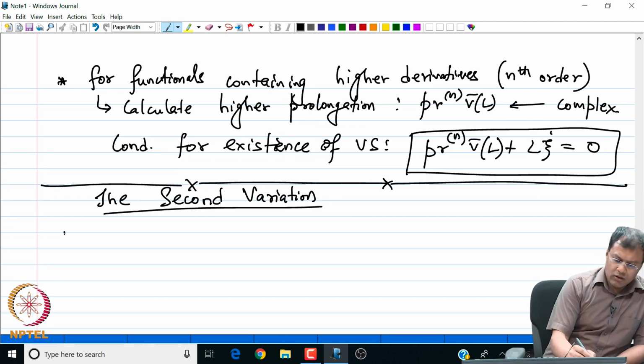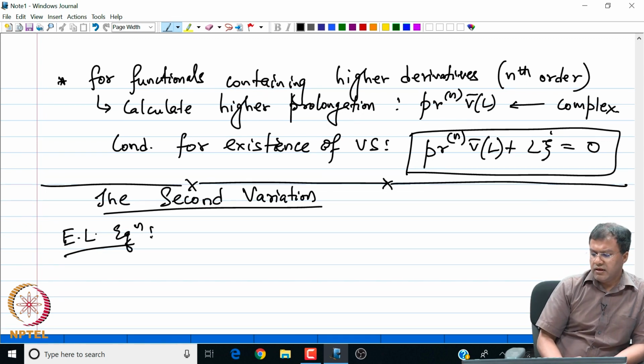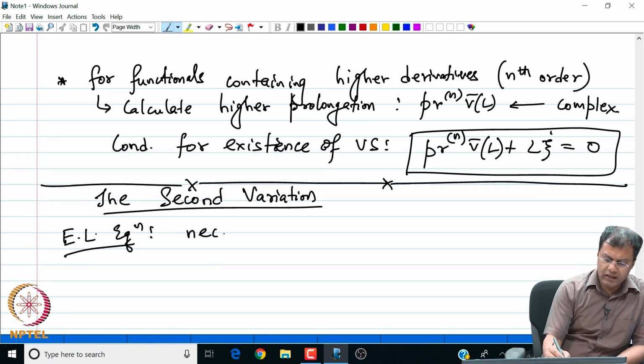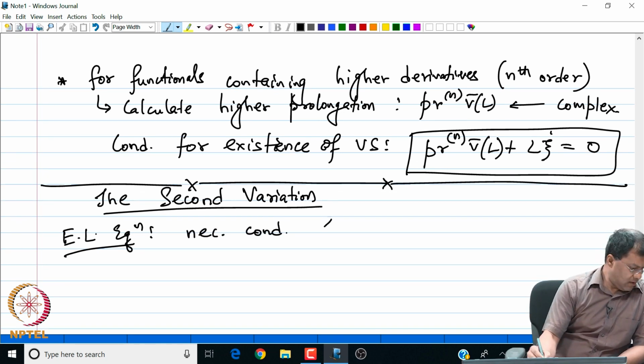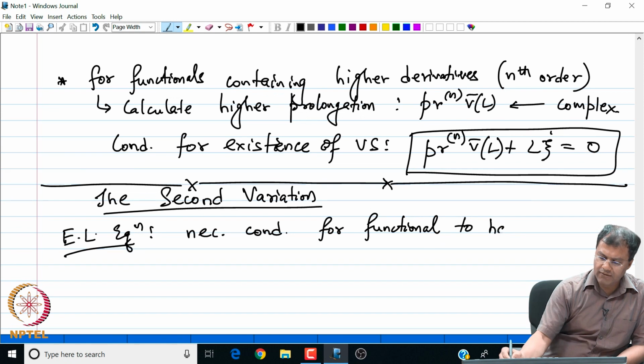Why is the second variation important? Because so far we have looked at the various forms of Euler-Lagrange, but Euler-Lagrange only provides the necessary condition for the existence of the extrema. It does not provide the sufficient condition. Okay. So, it only provides the necessary condition for the functional to have an extremum.